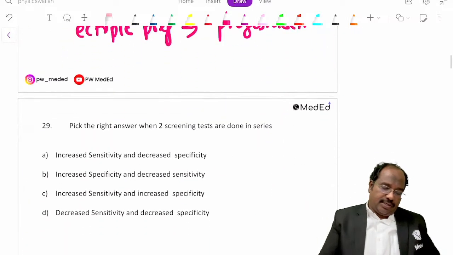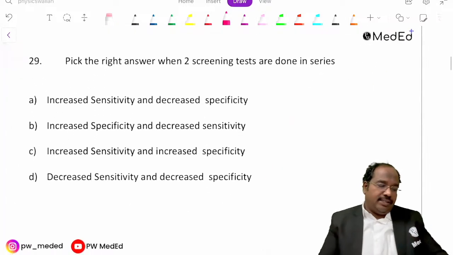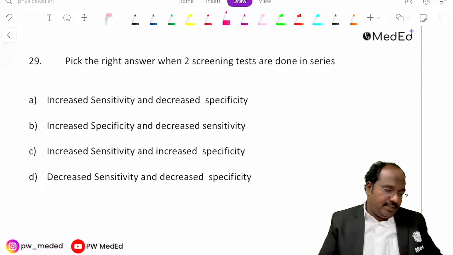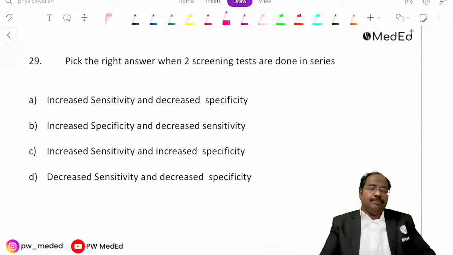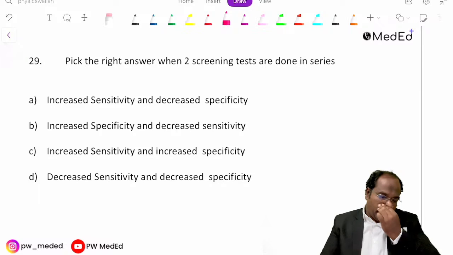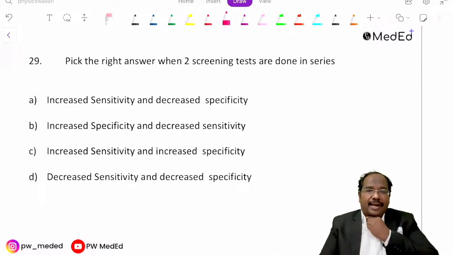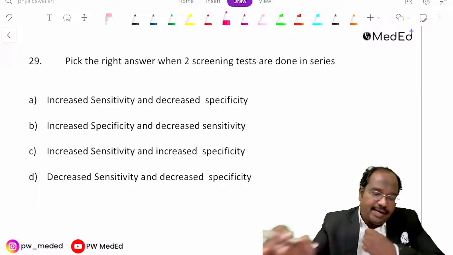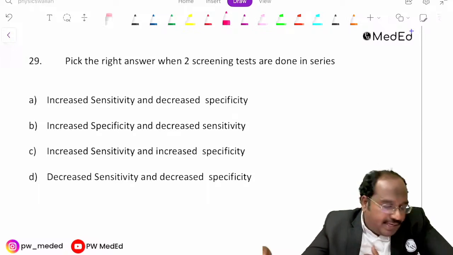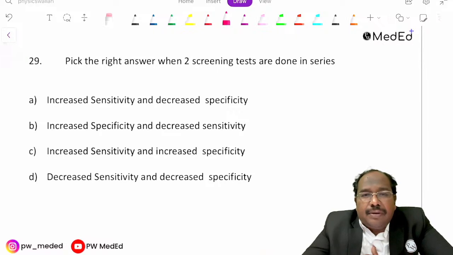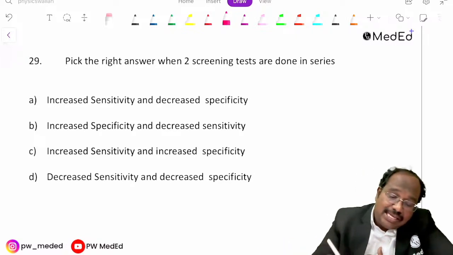We'll go to the next question, guys. This is another repeated question. Pick the right answer when two screening tests are done in series. So the question is related to screening tests. What is the answer here? You can put it in the chat box.